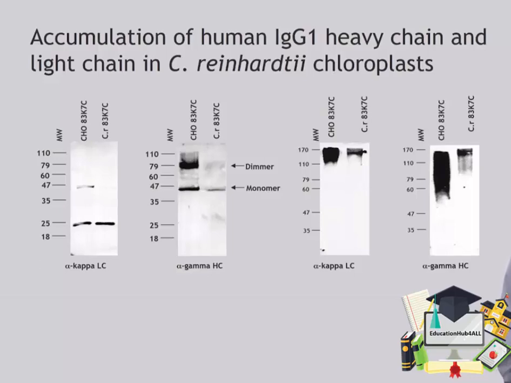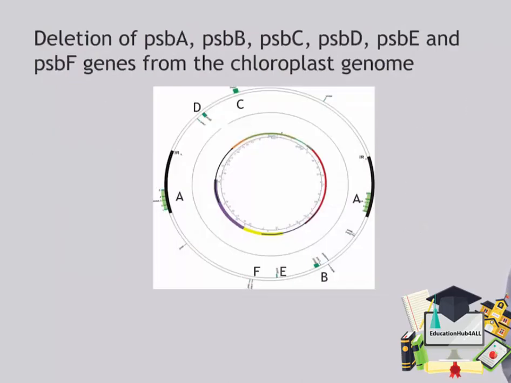which is almost 150 kilodaltons large. And we were also able to show that these proteins, not only did they assemble, but they actually bind to the antigen at exactly the same level as the mammalian protein. So relatively large, sophisticated proteins can accumulate inside the chloroplast.